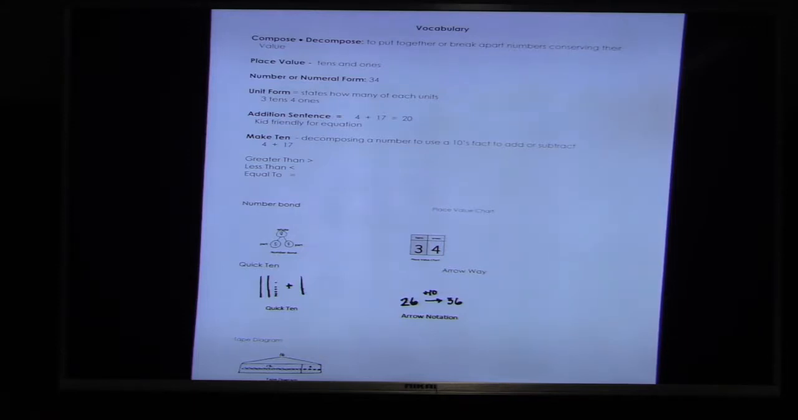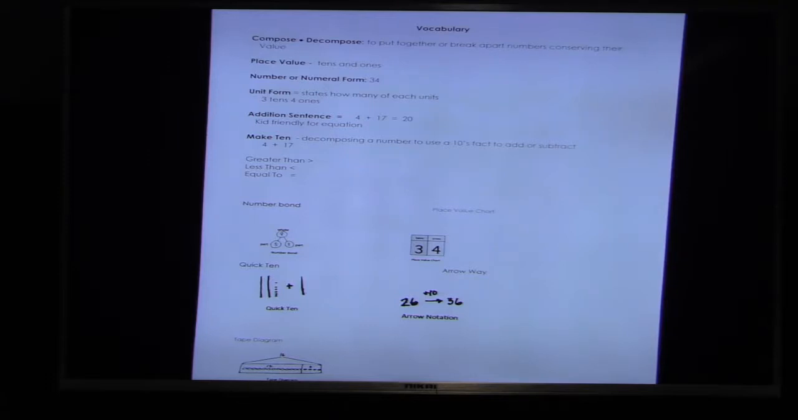Addition sentence is the kid-friendly language for equation. We would use both that, and sometimes you might see it as a number sentence. That one I hope not as much, but we definitely still use the term. Well, it says addition sentence or number sentence.